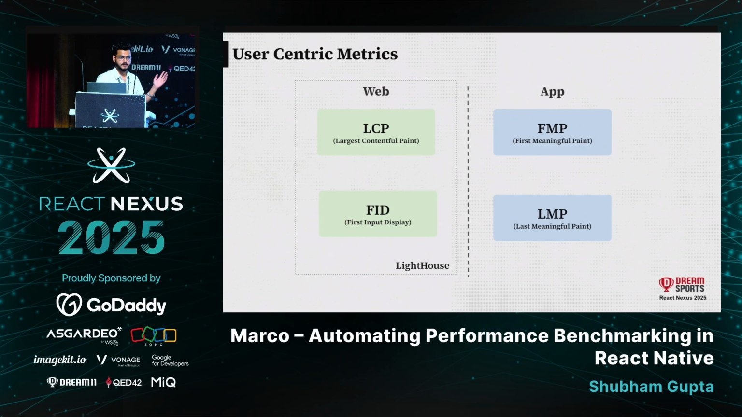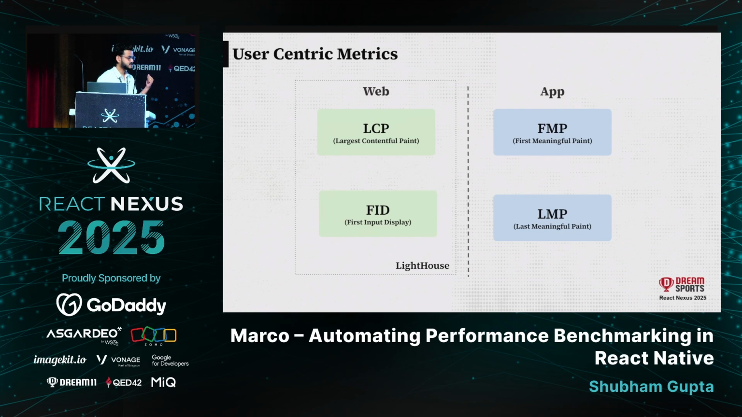First is FMP, which stands for first meaningful paint. That signifies when the first meaningful content is painted on the screen. And the second metric we can define is called LMP. LMP stands for last meaningful paint. This signifies when all the main content is painted on the screen.